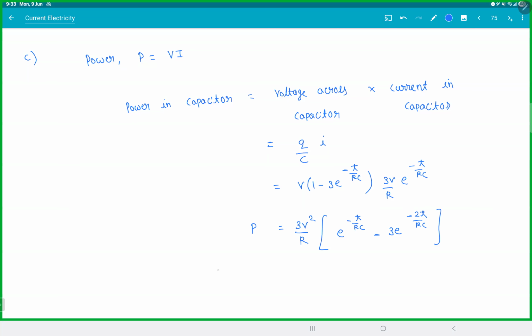Now you need to maximize this. For maximum or minimum, dP by dt is equal to 0. Isn't it? The question is at what time the power is maximum. So if you do this, you will get how much? This guy is gone anyway, so that will be minus 1 by RC e power minus t by RC plus 3, that will become 6 actually, 6 by RC e power minus 2t by RC is equal to 0. The RC goes off. You're left with 1 by RC.